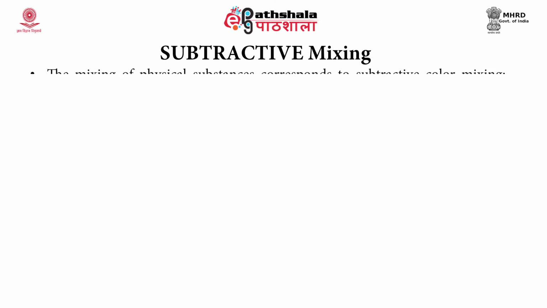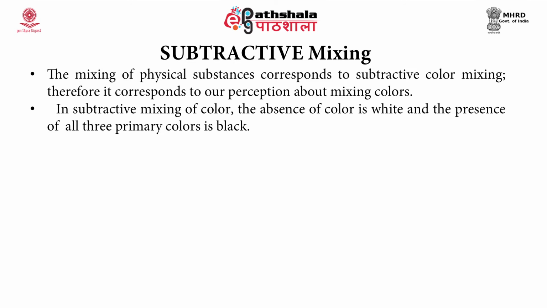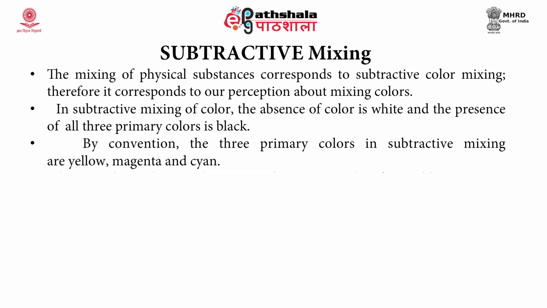Subtractive mixing. The mixing of physical substances corresponds to subtractive color mixing. Therefore, it corresponds to our perception about mixing colors. In subtractive mixing of color, the absence of color is white and the presence of all three primary colors is black. By convention, the three primary colors in subtractive mixing are yellow, magenta and cyan.